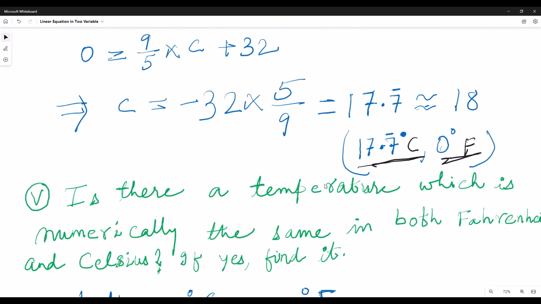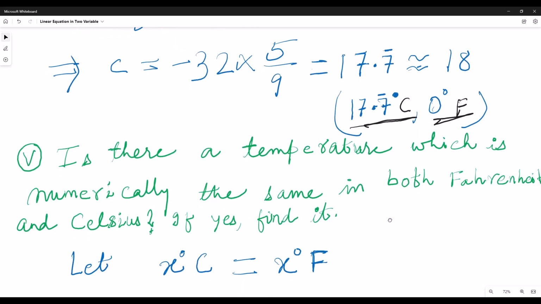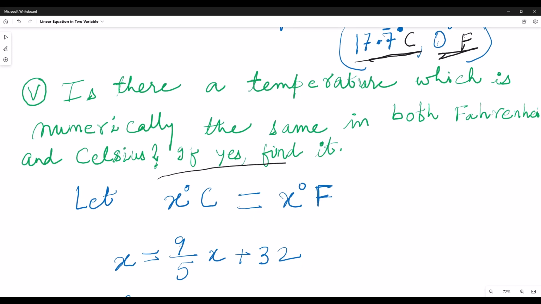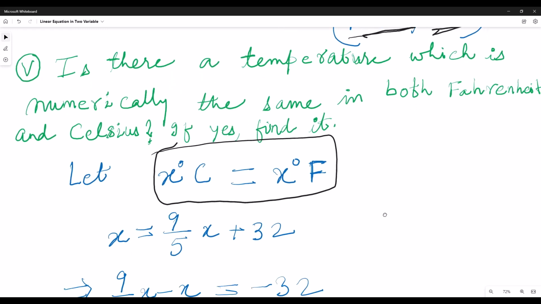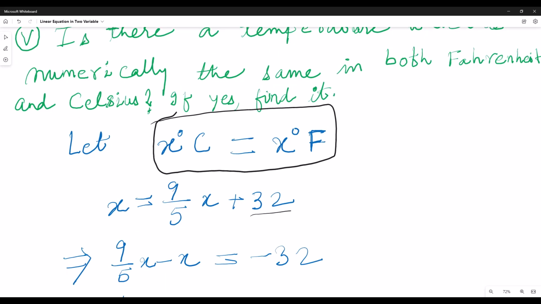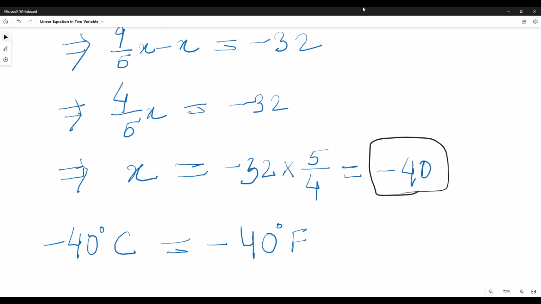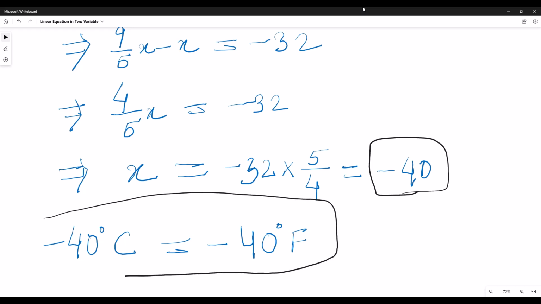Okay, is there a temperature which is numerically the same in both Fahrenheit and Celsius? If yes, find it. So let us say x degrees Celsius is x degrees Fahrenheit. Then x equals 9/5 x plus 32, and if you solve this equation, you get x equals minus 40. Okay, so minus 40 degrees Celsius is minus 40 degrees Fahrenheit.